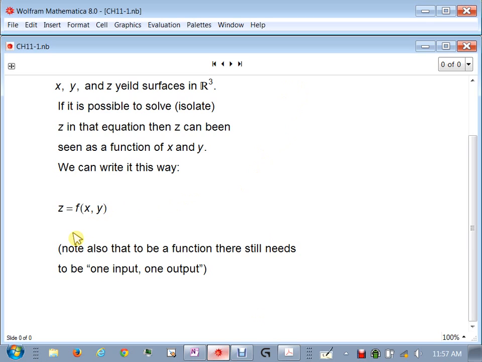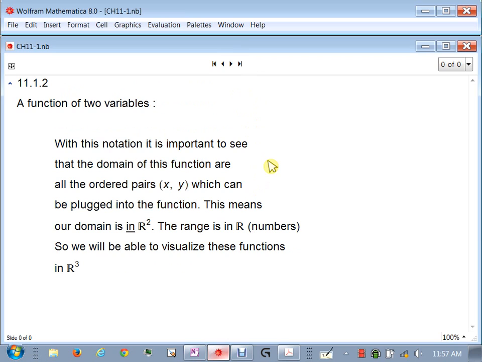Also notice the notation, right? f of x, y. Everything we've ever done, it's only been x, right? Now you're saying that f, the function, depends on two things instead of one. A function of two variables. With this notation, it's important to see that the domain of the function, the inputs, are ordered pairs.